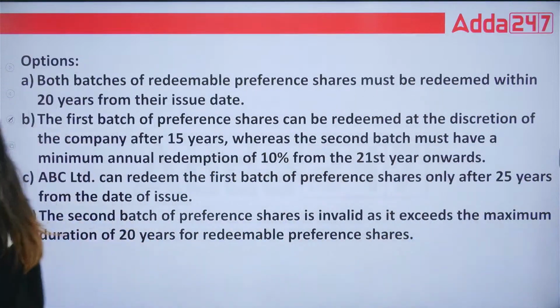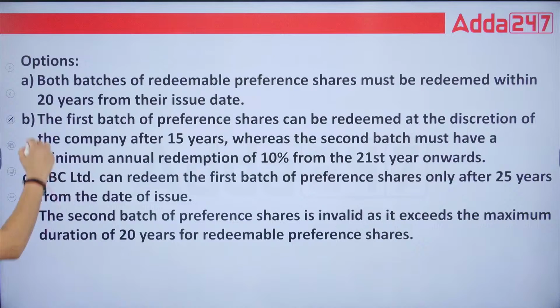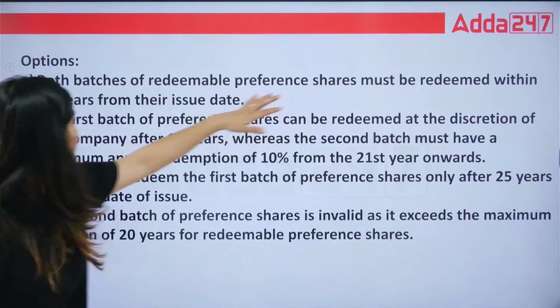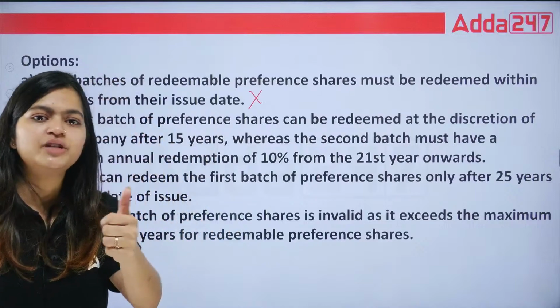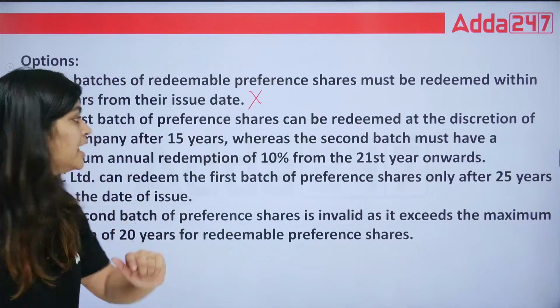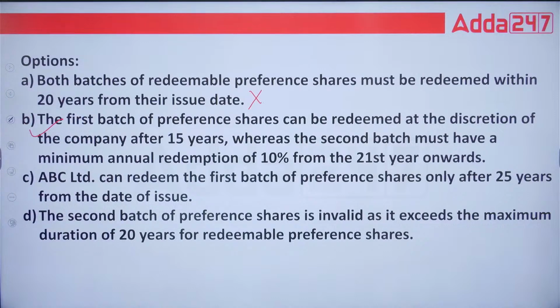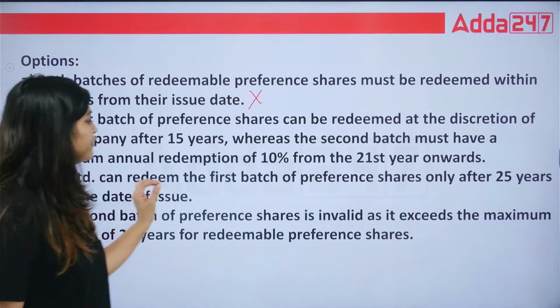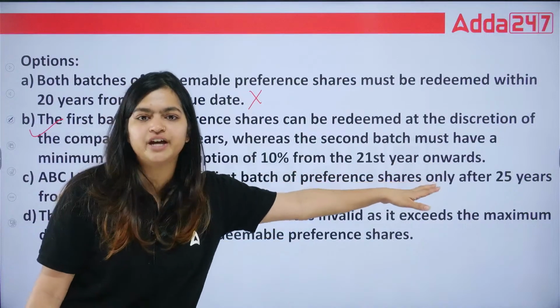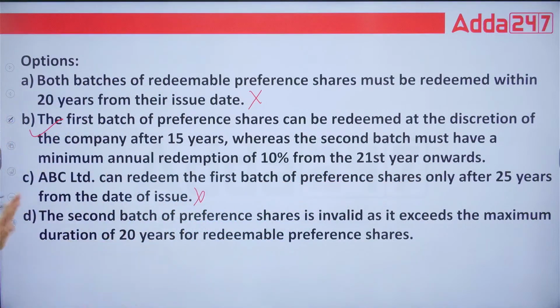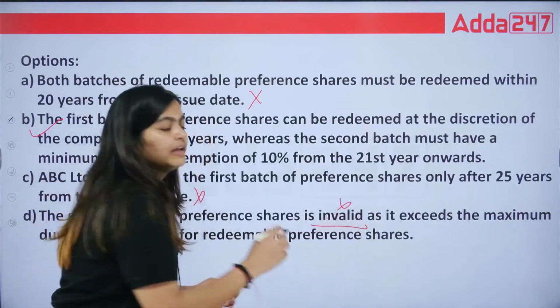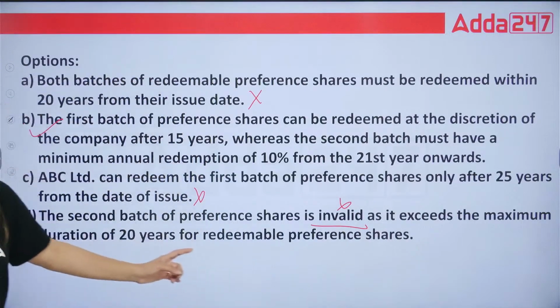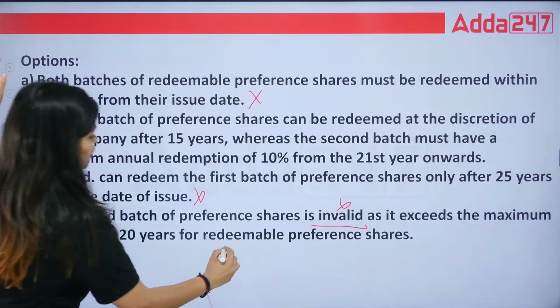So as per this, your correct option is option B. In the first, they are saying both batches of redeemable preference shares must be redeemed within 20 years from their date of issue. No, that is wrong, because in the second option, we are issuing for the infrastructure projects, correct? So option A is wrong. If we see the C option, ABC Limited can redeem the first batch of preference shares only after 25 years. That is also wrong. Fourth option, the second batch of preference shares is invalid. That is wrong. Those preference shares are also valid. So the correct option of this question is option B.